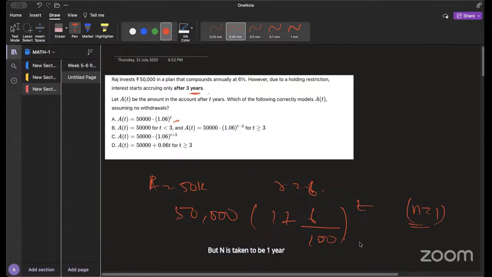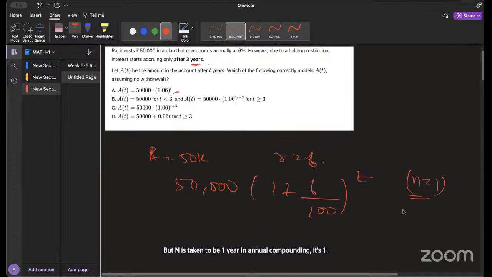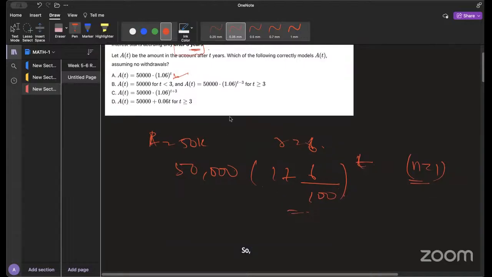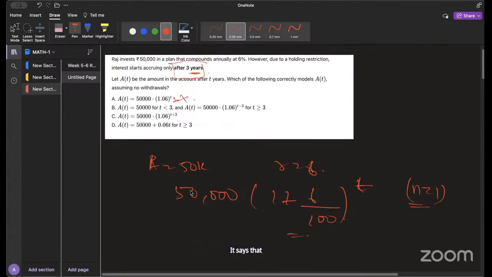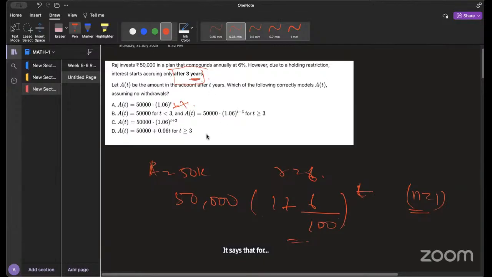In annual compounding, it's 1. Compounding is only done one time here. This is it. So this would have been the answer if this restriction was not there, but it's there. So this is not the answer. It says that for till 3 years you don't get anything, no interest on the principal amount. So it's this for t less than 3, right?